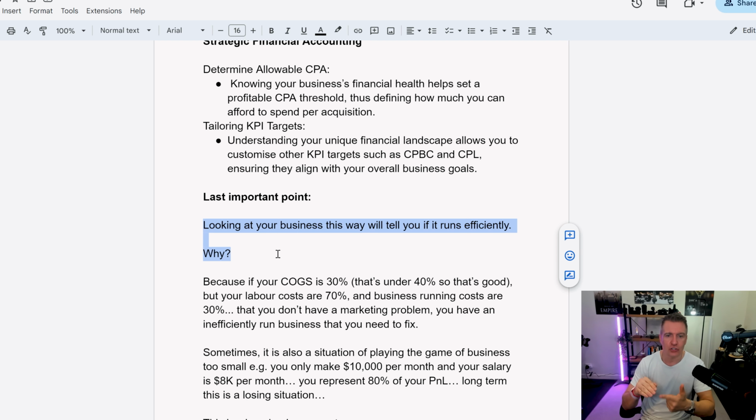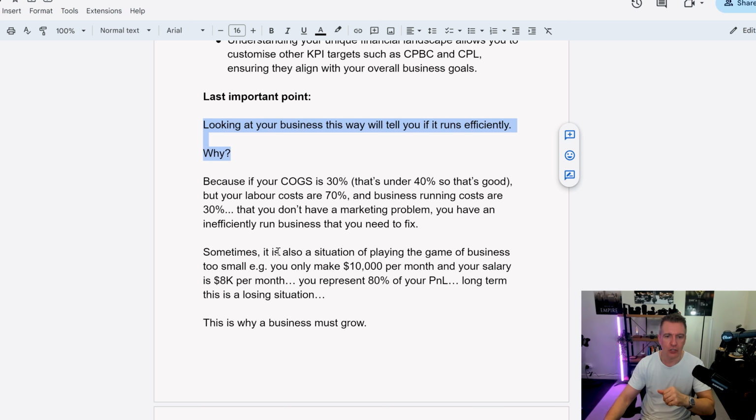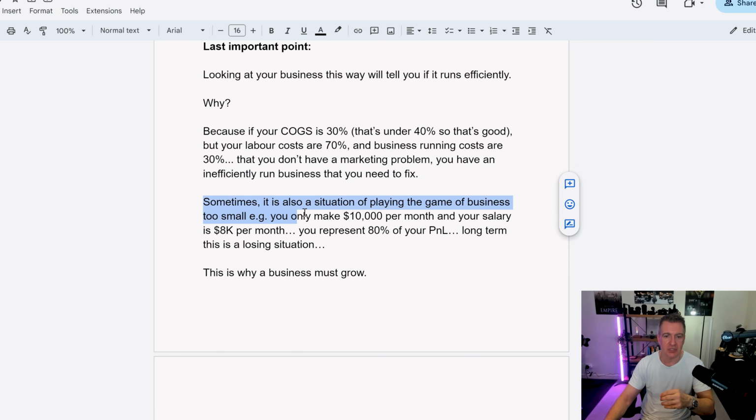And secondly, you're just not running efficiently. Because if your COGS, as I said, is 30%, that's under 40%, that's good. But if your labor costs are 70% and your business running costs are 30%, then you don't have a marketing problem. You have an efficiently run business problem that you need to fix. So sometimes it is also a situation of playing the game of the business too small, which I've just mentioned. You only make 10K per month and your salary is 8. As I've just said, 8 is going to be your P&L. It's a losing situation. You don't have a marketing problem. You've got a different problem. Well, you may have both. So this is why a business must grow.